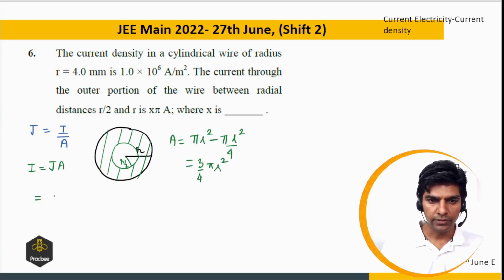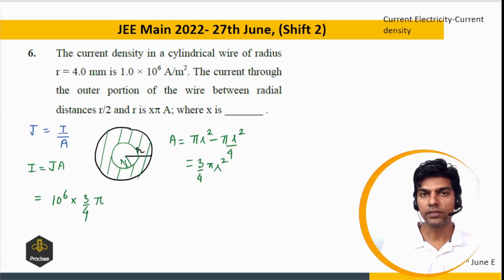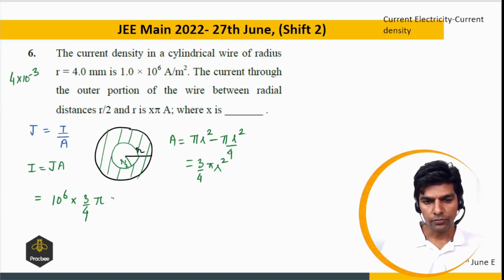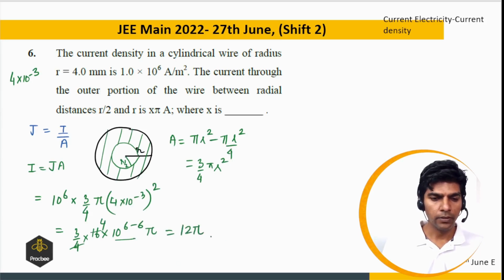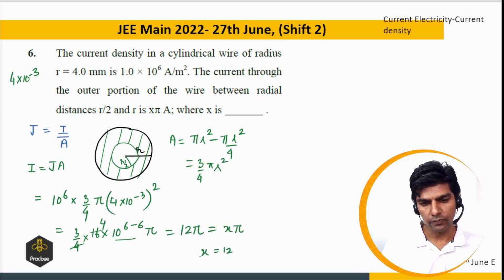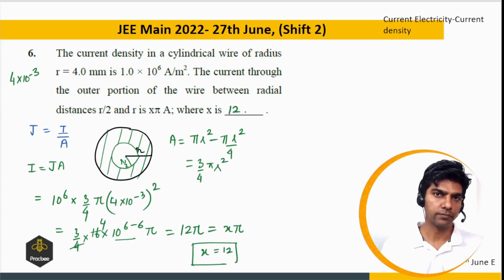So current density is 10 raised to power 6, area is 3 by 4 pi r square. Radius is given as 4 millimeters, so let us convert radius into SI units. This will be 4 into 10 raised to power minus 3 meters, squared. So this comes out to be 3 by 4 times 16 times 10 raised to power 6 minus 6 times pi, which gives us 12 pi. This is given as x times pi, so x is 12. So 12 is the answer of this question.